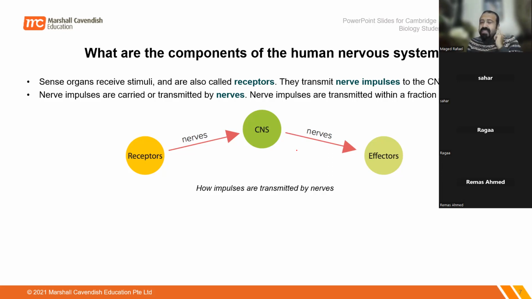You got it? Did you understand this, or do you want me to repeat it, kids? Mister, can you please repeat the effectors part again?